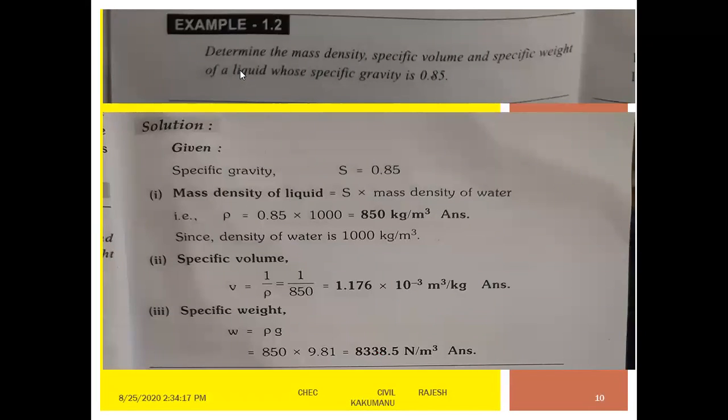Now see the second question. Determine the mass, density, specific volume and specific weight of a liquid whose gravity is 0.85.